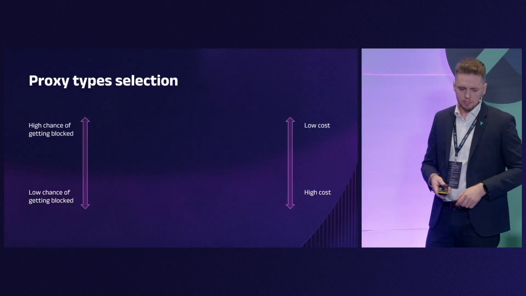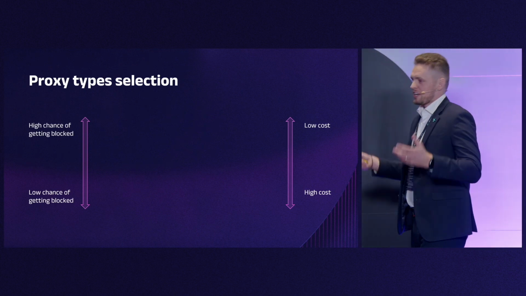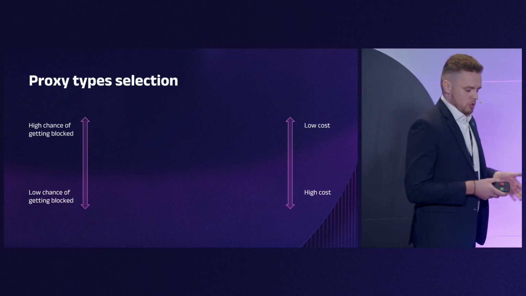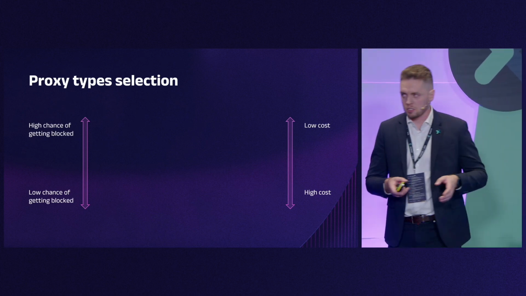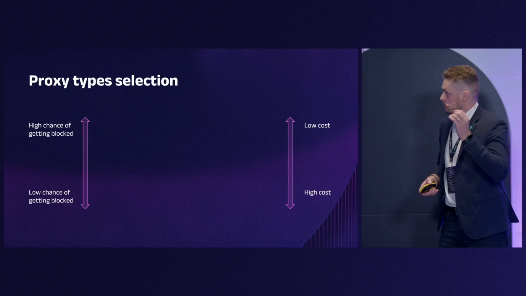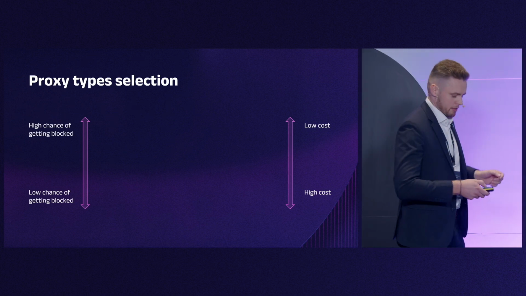Okay, slides. Thank you. Proxy type selection. So we have basically two parallels usually: low-cost proxies and high-cost proxies, with the highest chance to be blocked and the lowest chance to get blocked. So let's start quickly.